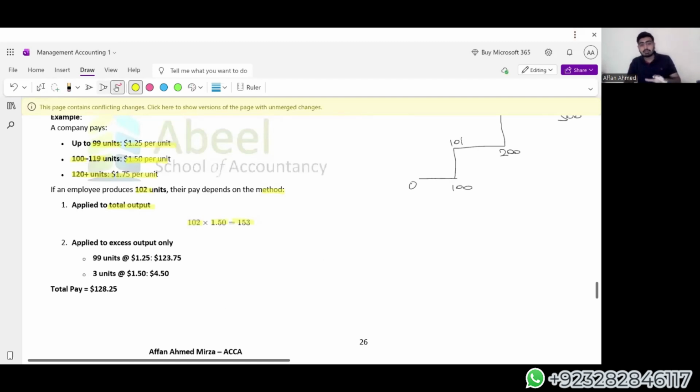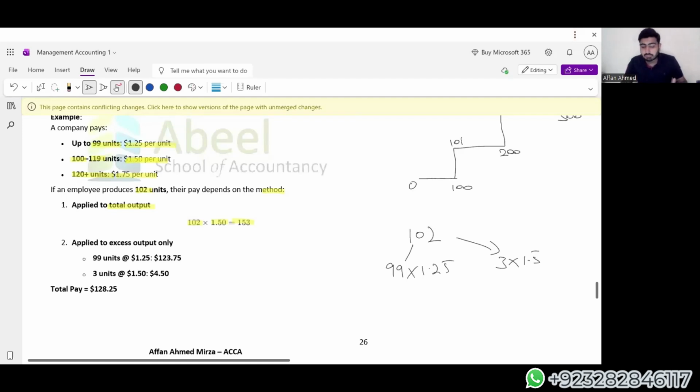Now, this has multiple scenarios. One scenario is applying it completely on the production. Normally you have two ways to calculate the payment. Either I go for the complete 102 units, or I break the 102 units into two compartments. First is up to 99, for which I am going to pay 1.25. And the second is the 3 units for which I have to pay 1.5. This method is used in normal terms, in practical terms as well. This is the method that we use. But in some companies, they directly say that if you produce more than 100 units or 102 units, we are going to pay you a flat rate of 1.5.